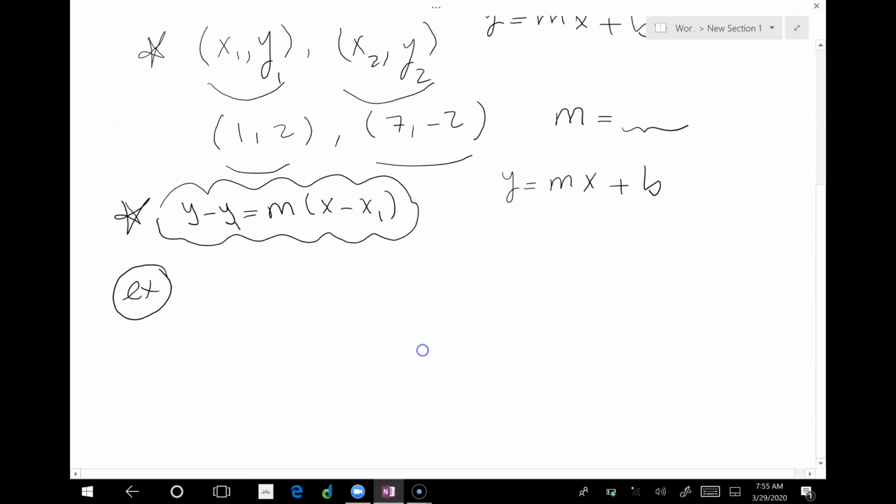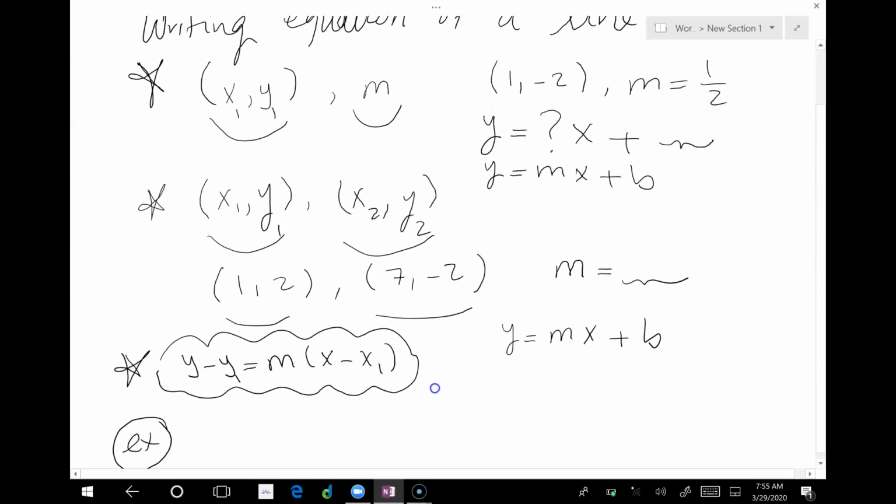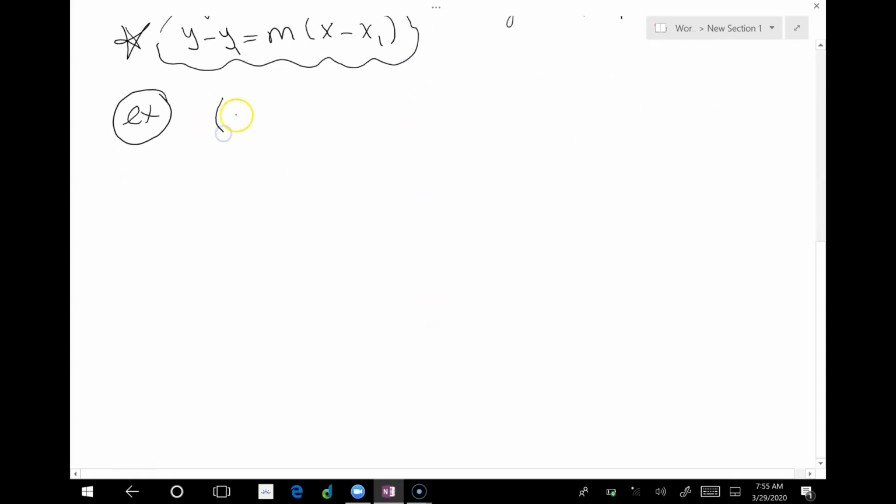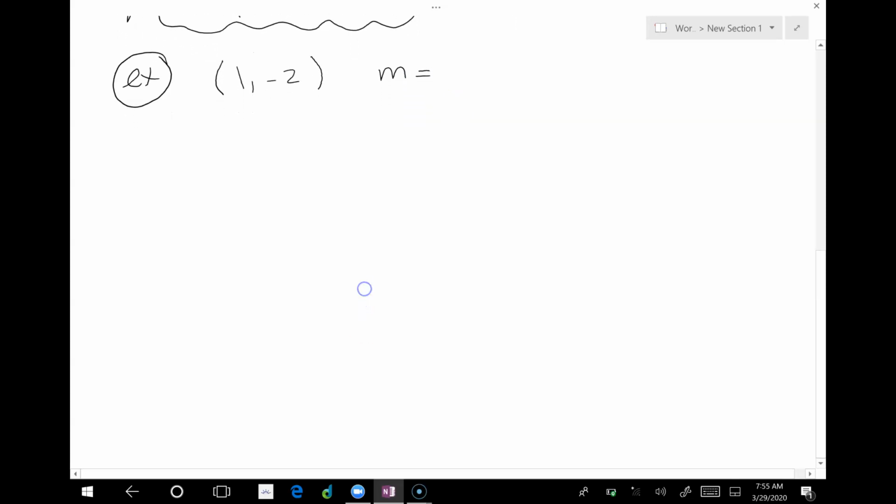For the examples, I'm going to use what we had on top here. So we have (1, -2), and m equal to, let's make an m that's non-fraction for the first example, and then I'm going to go to that fraction example. Let's say it's -3. To write equation of a line, we must have the formula in hand. So I really suggest that you memorize this formula.